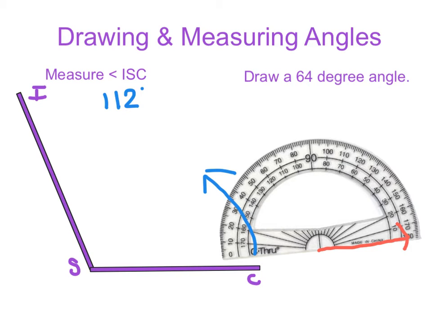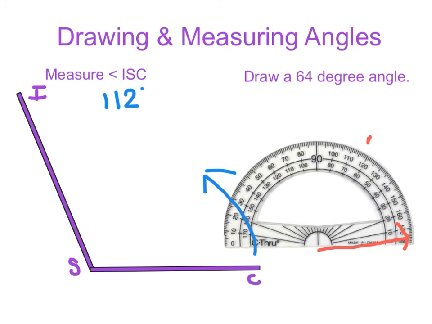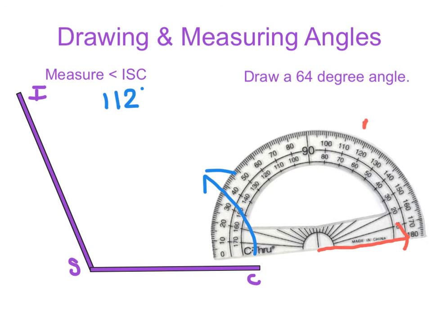Not quite to 70, so a little bit past halfway, and I make a little line where that should be. And then I just take my protractor and I rotate that. That moved my mark. I'm sorry. Let's try that again.